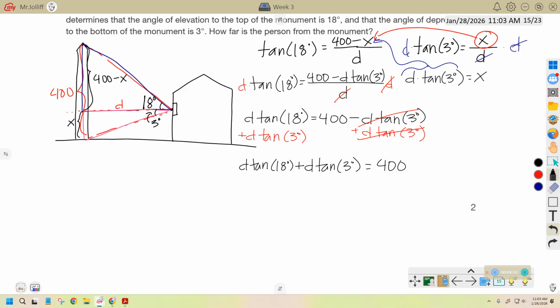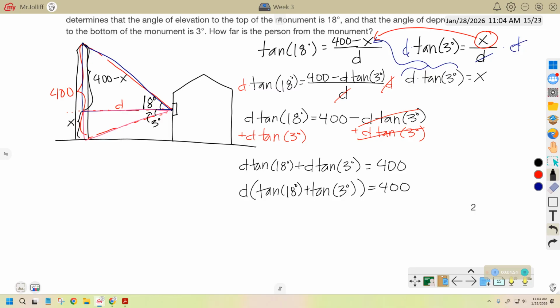I see on the left something that both terms have in common. What do they have in common? A d. Let's pull a d out in front. Let's factor a d out. What am I left with? I'm left with those tan expressions. Tan 18 plus tan 3.